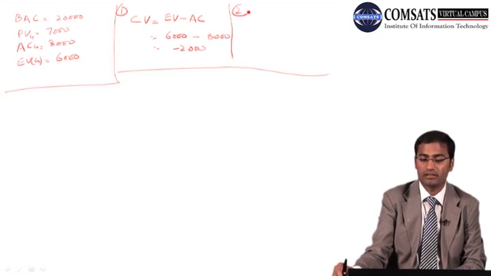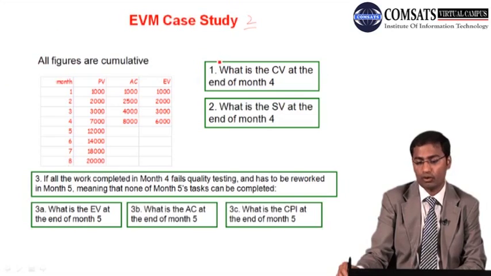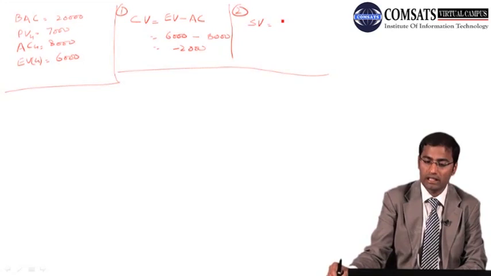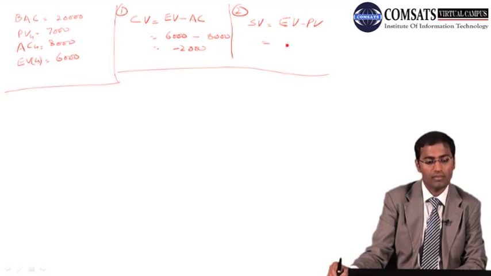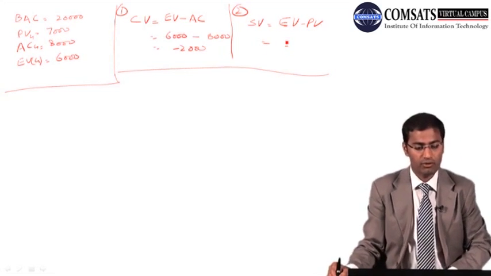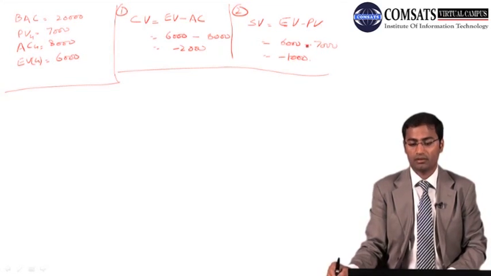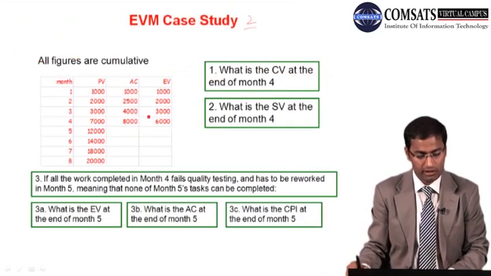And then the second part is what is SV. So SV is equal to EV minus PV, and EV we are having 6,000, PV is 7,000, so we are having minus 1,000. So that is SV. Now part 3.